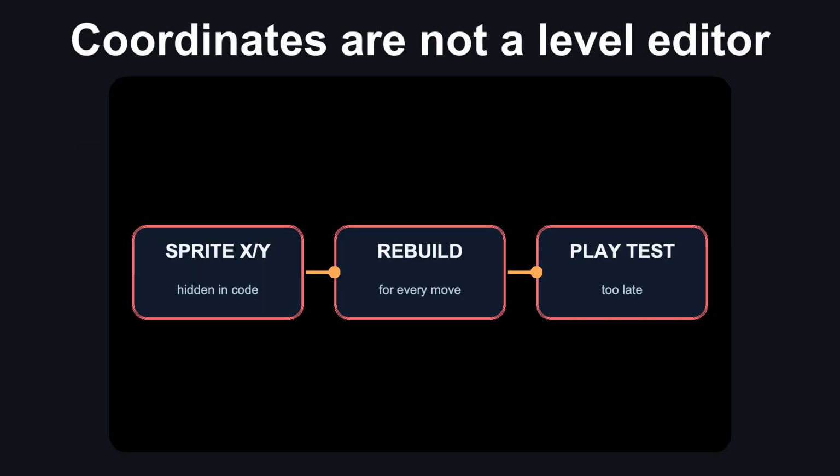When sprite positions, terrain, enemies, and pickups live as setters in Java, nobody can see the level until it runs. Moving art forces a rebuild, designers cannot work safely, and behavior becomes tangled with layout.